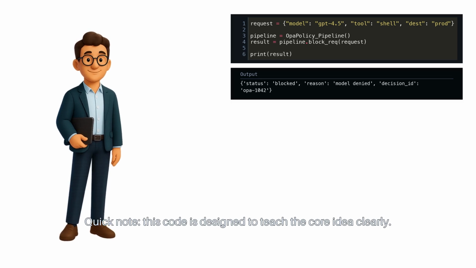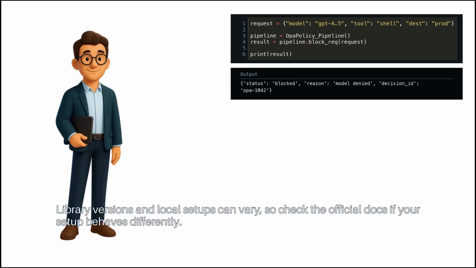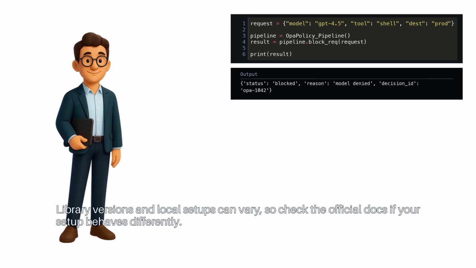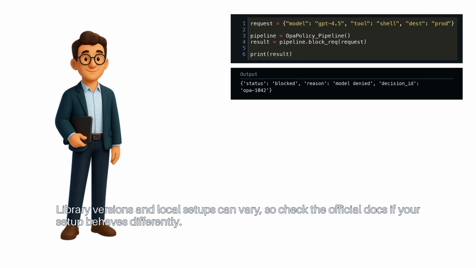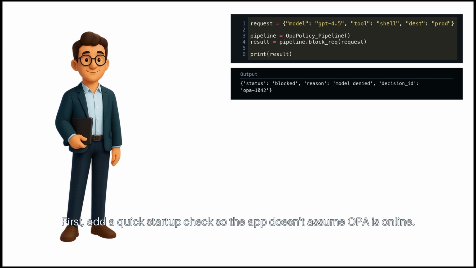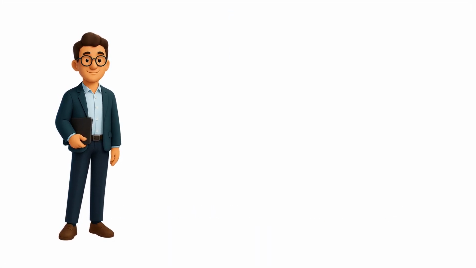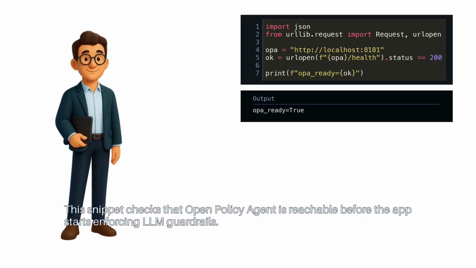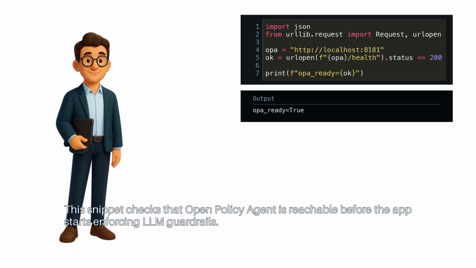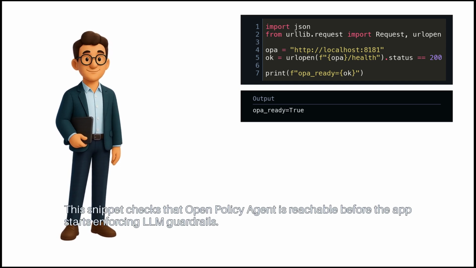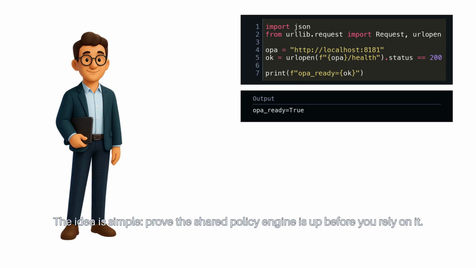Quick note, this code is designed to teach the core idea clearly. Library versions and local setups can vary, so check the official docs if your setup behaves differently. First, add a quick startup check so the app doesn't assume OPA is online. This snippet checks that Open Policy Agent is reachable before the app starts enforcing LLM guardrails. The idea is simple. Prove the shared policy engine is up before you rely on it.